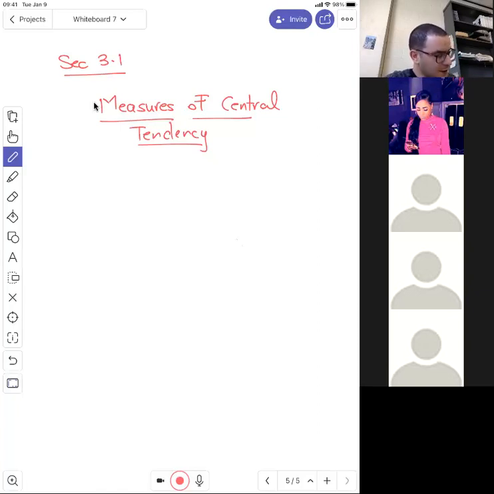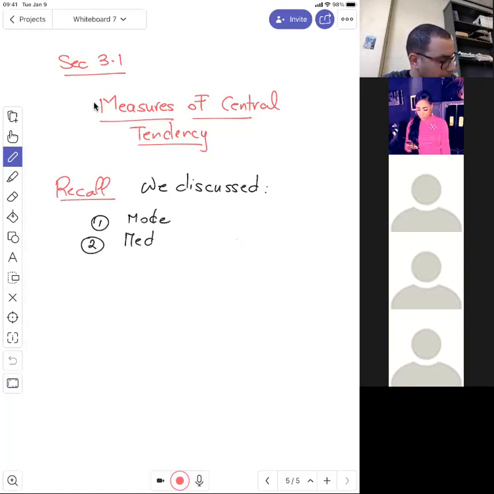Perfect. All right, so last week, just to remind you, we discussed different ways to compute the average. First we had the mode. Second, we had the median. And then the mean. And we said the mean is the most common average.